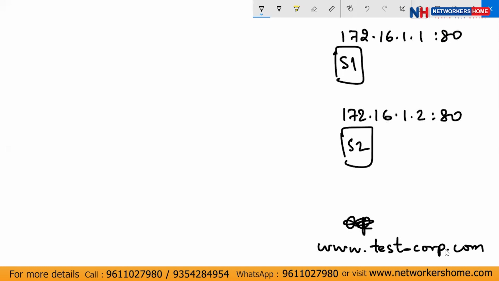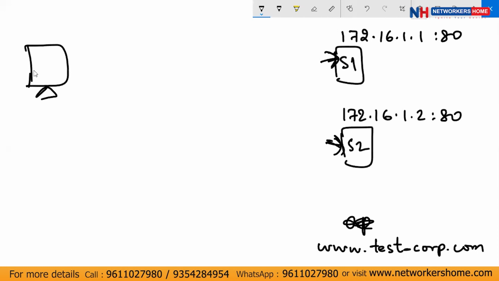test-corp.com. Now the question is, how do I actually send the traffic to both these servers? Sometimes to this, sometimes to this, so that the resources of both are being utilized, and at the end, from a client perspective, the performance is not getting impacted.